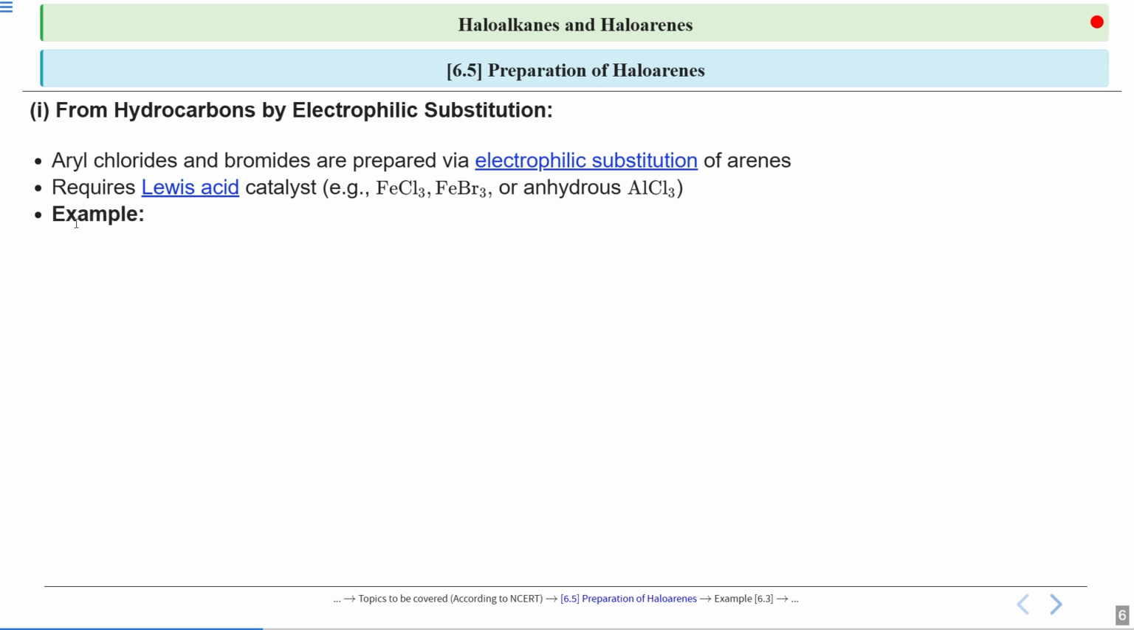Now let's see the example of this method. So let's say you have a benzene ring, that is an aromatic ring. Now you are doing its halogenation by reacting it with the chlorine molecule in the presence of FeCl3 and in the dark condition. The dark condition here is very important because in the case of aromatic halides we use dark condition, but if you have observed, in the case of alkanes, alkyl groups, we have used the UV light, right?